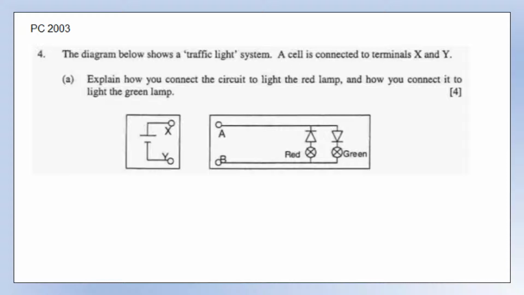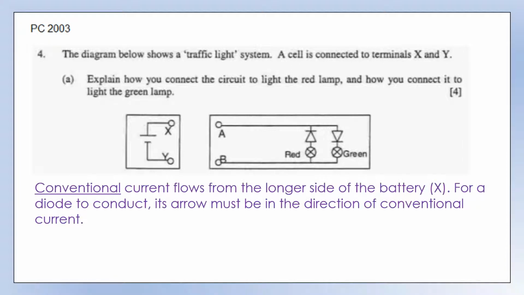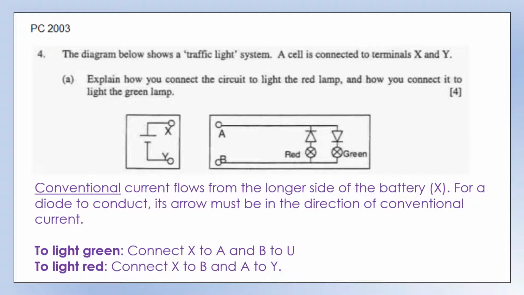Okay, so what I'm going to need to use here is conventional current comes out the longer side of the battery, or the positive side, and for a diode to conduct we need its arrow to point in the same direction as conventional current. So to light the green, we'd go X to A, so the current goes along and goes through green. To get red, we'd go X to B, so the current goes along the bottom and then up. And that's how we'd get them to turn on.